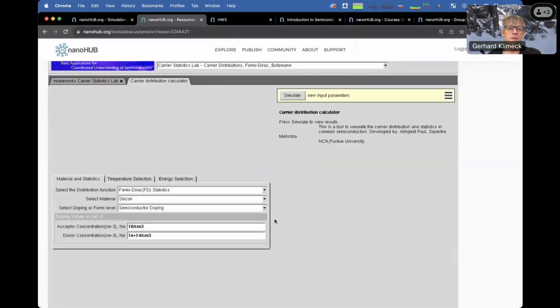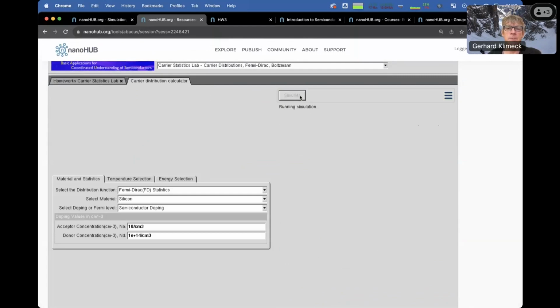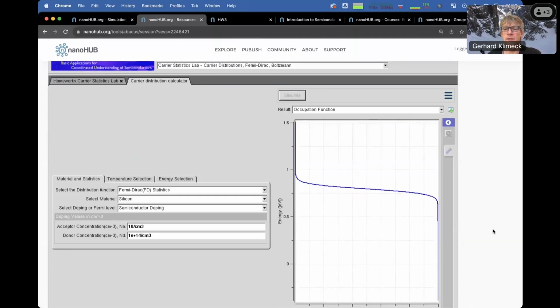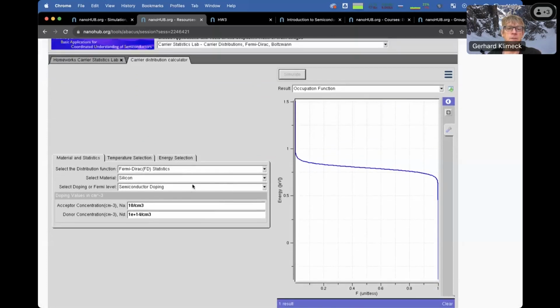It also has some homework assignments where you can just basically begin to explore Fermi functions, Fermi statistics, and plot them as different functions of temperature and doping and all of that. So that's another little tool that you might find useful for playing with. And for silicon, it has different doping capabilities, and then you can see the Fermi function change.